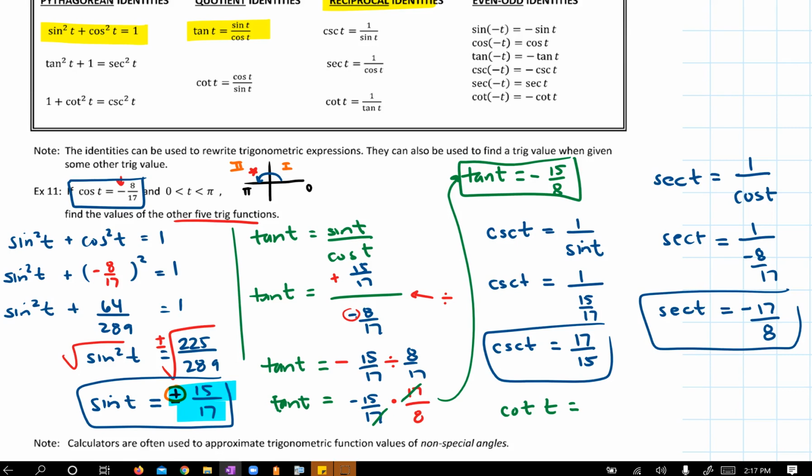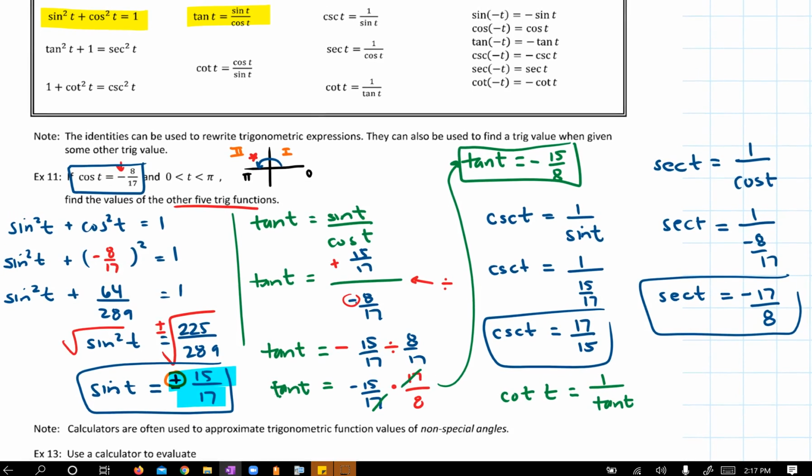What we said, cotangent is cosine t over sine of t. So I'll use reciprocal since I already have tangent of t calculated. And so that's going to leave me with 1 over tangent t takes the reciprocal, so cotangent of t gives us 8 over 15, and don't forget the negative sign. So we have now figured out all of the 5 trig functions.